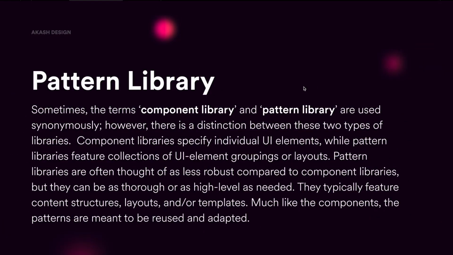So the third thing is called pattern library. Now pattern library and component library are used synonymously, but they are really different from each other. Component library specifically targets UI elements, whereas a pattern library is a collection of UI groupings or layouts. So for example, using buttons, text, colors, backgrounds, images, interaction, you can now build a separate page altogether. You can build a modal, you can build a pop-up, you can build a page altogether, you can build multiple pages, right? You can build a navigation header.